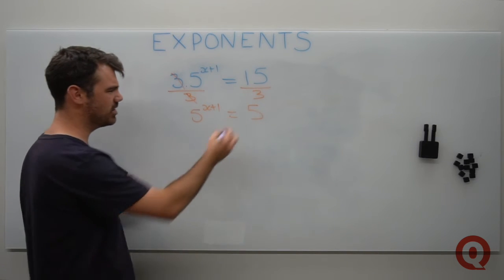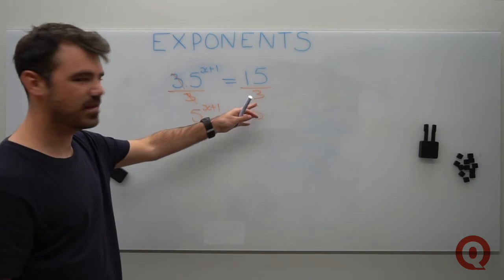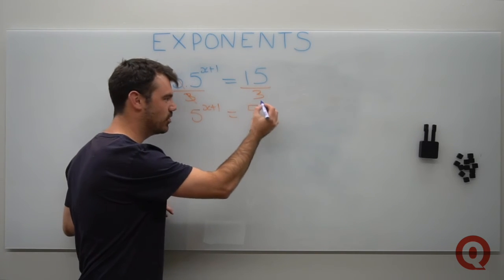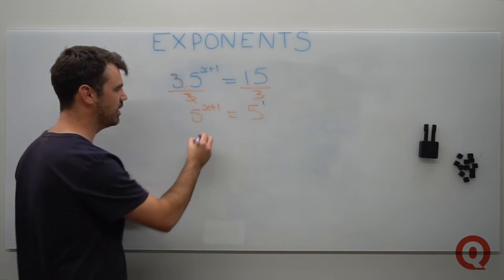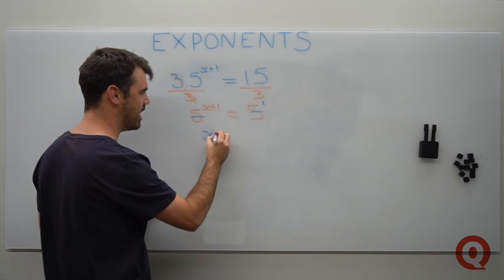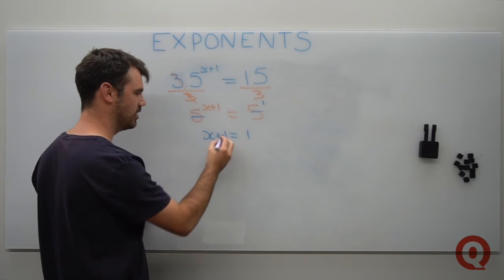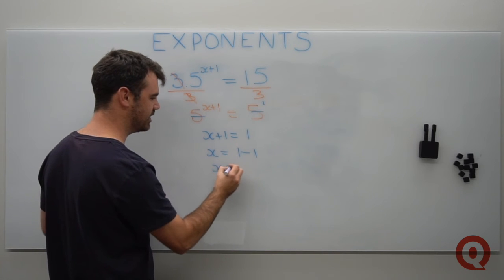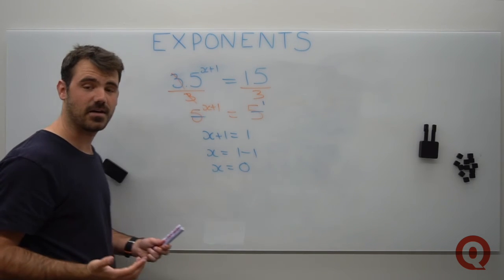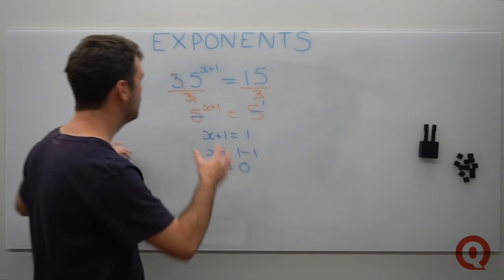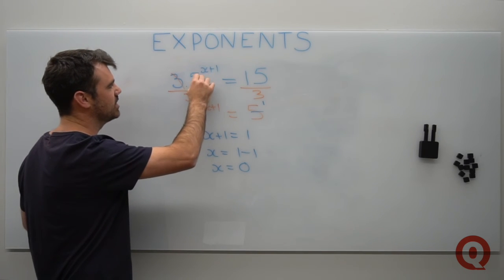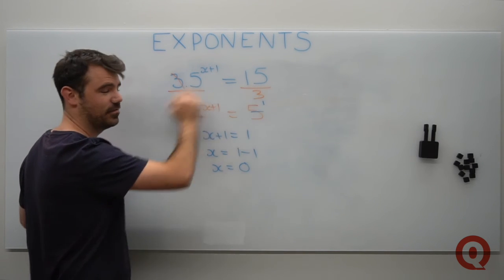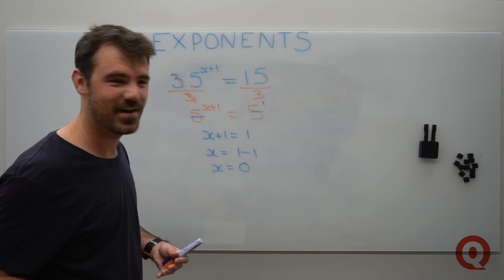But hold on, if I just drop this, won't I have nothing here to show? I will. Remember, any number without an exponent always has an imaginary 1. So now I've got x plus 1 is equal to 1. We take the 1 across, so x is equal to 1 minus 1, so x is equal to 0. And that is allowed. X can be equal to 0. So if x is equal to 0, then 0 plus 1 is 1. 5 to the power of 1 is just 5, isn't it? What's 3 times 5? 15. So it makes sense.